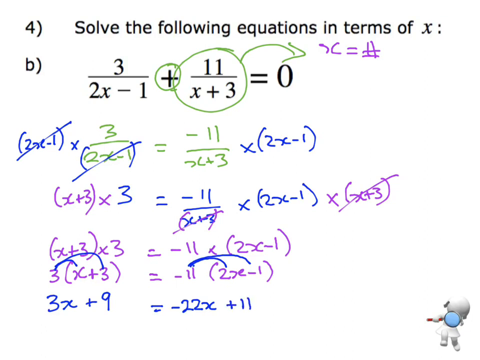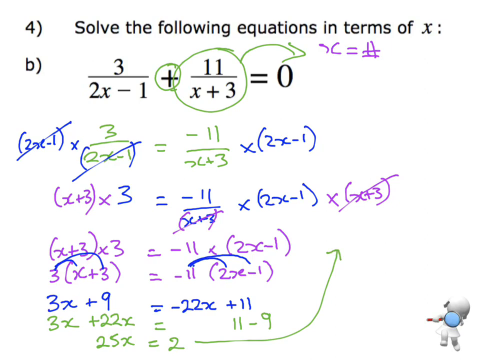Now I want to move things around. I'm going to leave the 3x where it is and leave the 11 where it is, but the plus 9 I'm going to move to the other side. If it's plus on the left, then when it moves to the other side it becomes a minus. I'm going to move the minus 22x to the other side, and that's a minus, so when I move it across it becomes a plus. Simplifying now, 3x plus 22x is 25x, and 11 take away 9 is 2.